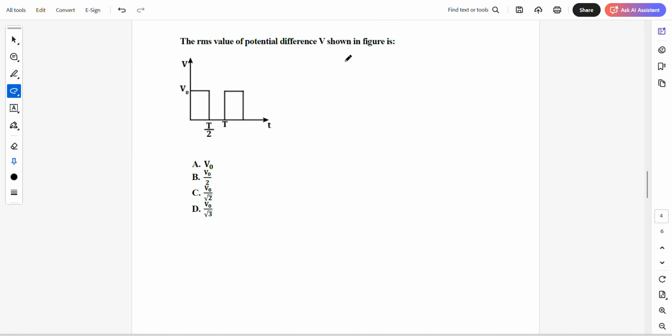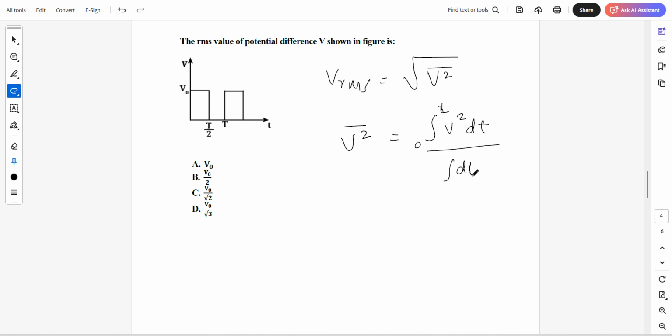Now let us see the next problem. It is asking for the RMS value of the potential difference. We know again, VRMS is equal to the square root of the average of the square of voltage. Now what is the average of the square of voltage? It is the integral of v square dt from 0 to T, divided by the integral of dt from 0 to T.